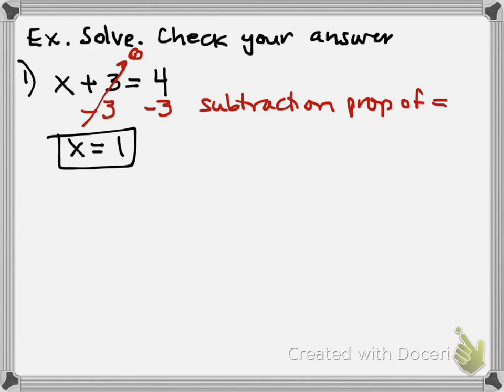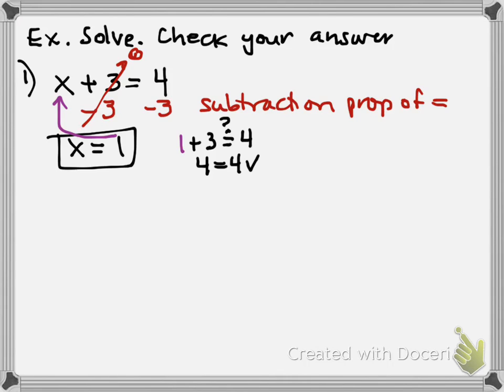Now, how do I check this? It's really simple. I take this value 1 and I substitute it in for x in the original problem and see if what I get is true. So I have 1 plus 3, and the question is, does that equal 4? So 1 plus 3 is 4, and 4 equals 4. So that verifies, yep, you did it right. Okay?